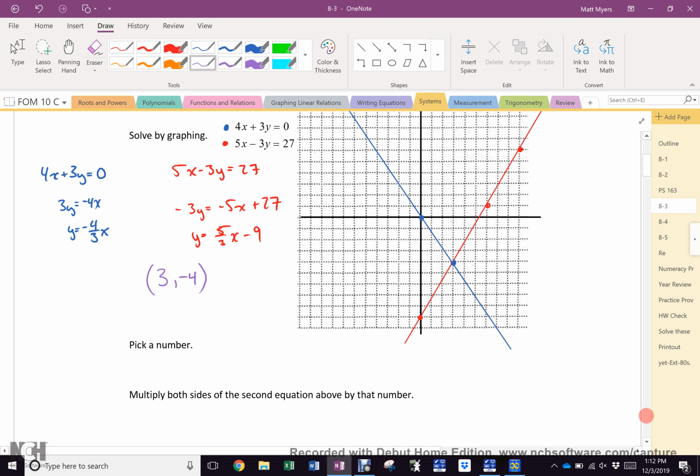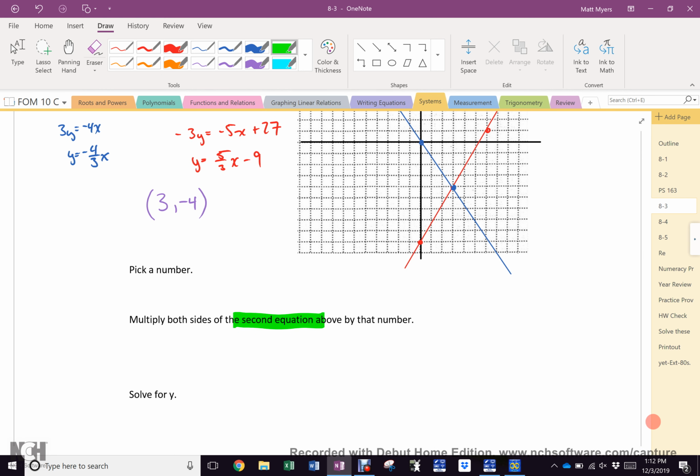Every single one of you pick a number between -10 and +10, without saying it out loud. Every one of you pick a number. All right? Write it down, then multiply the second equation, so this one, by that number. Okay? Go. Don't look at the screen. There is nothing happening up there. Pick a number and multiply the equation by that number.